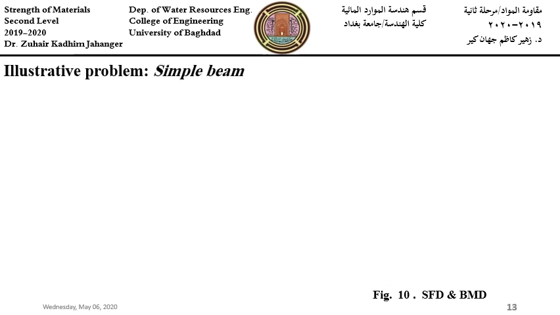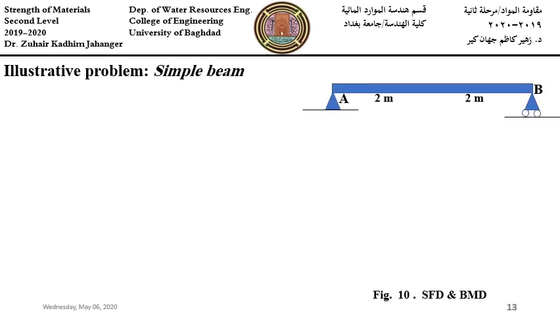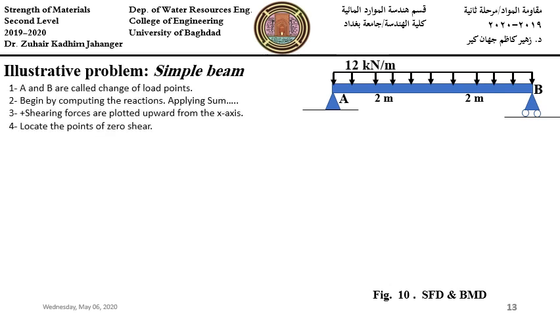Next, illustrative problem for a simple beam with uniformly distributed load. Again, a simply supported beam with a uniform distributed load of 12 kilonewton per meter. We need to draw the shear force diagram and bending moment diagram.